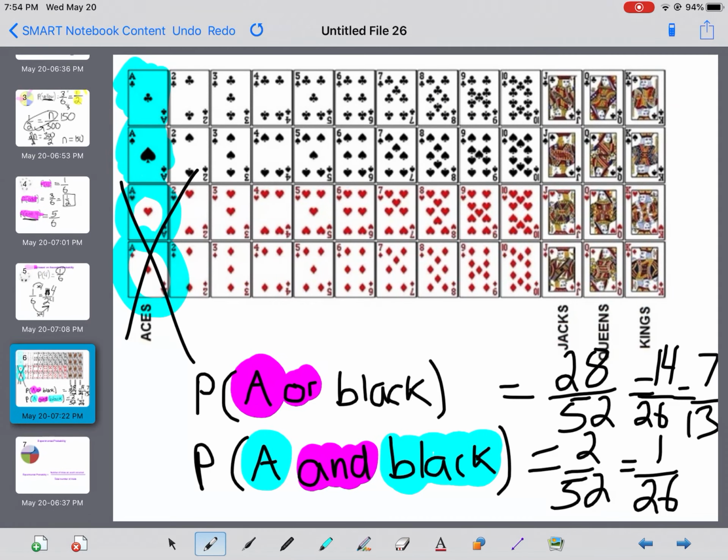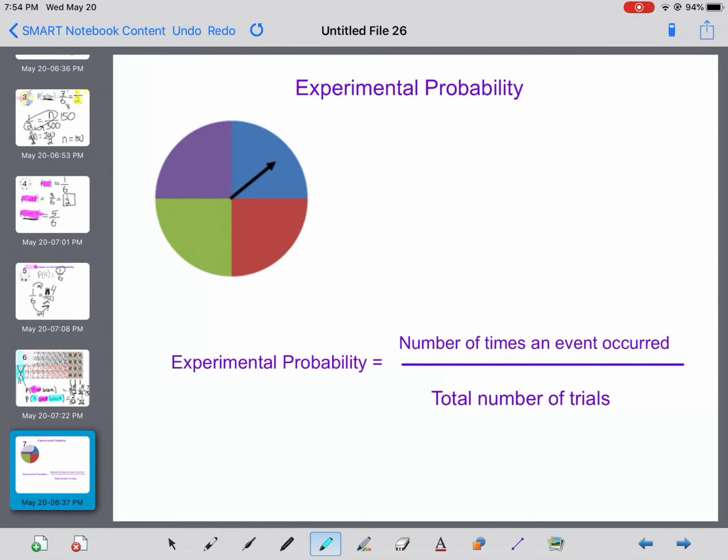So far we've been talking about theoretical probability in theory, but now let's talk about experimental probability. And experimental probability, you can just think of it as what happens if I actually do it? If I actually spin the spinner, what are the chances that something is going to happen?